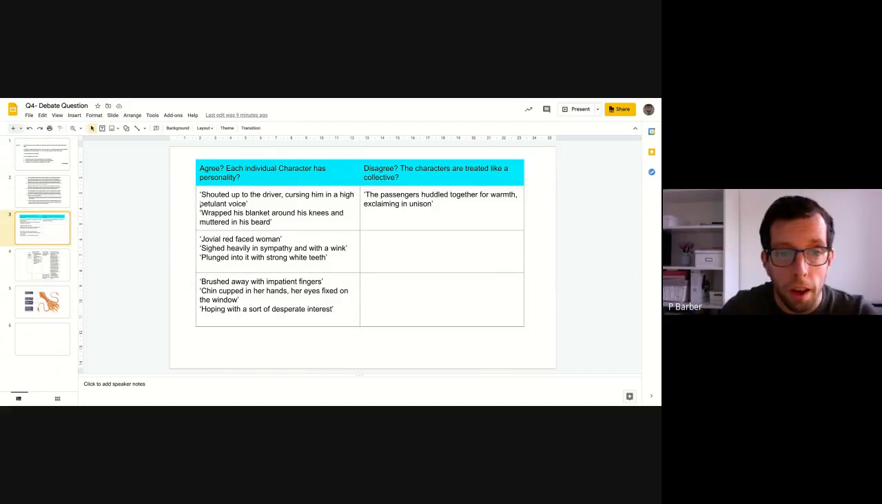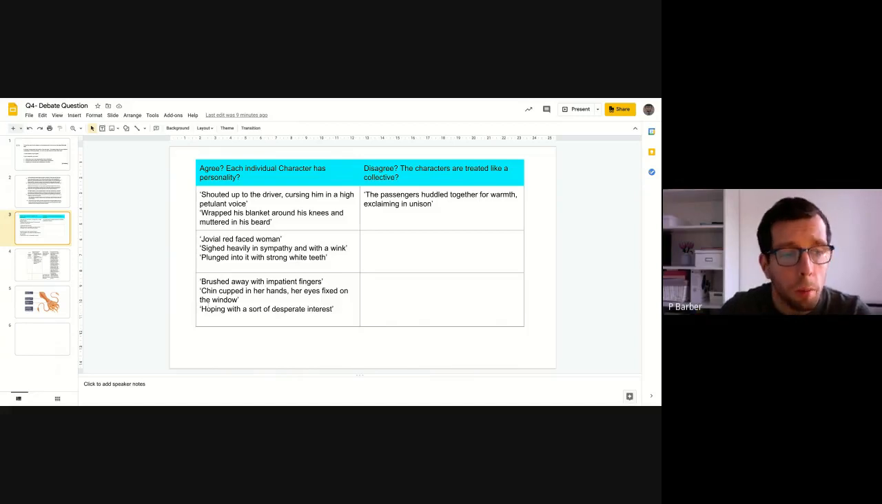So for the old man, he shouted up to the driver, cursing him in a high, petulant voice. He wrapped his blanket around his knees and muttered in his beard. Then we have the jovial red-faced woman, who sighed heavily with sympathy, then with a wink, and then plunged into it with strong white teeth. And then with Mary Yellen, we have brushed away with impatient fingers, chin cupped in her hands, her eyes fixed on the window, and hoping with some sort of desperate interest.